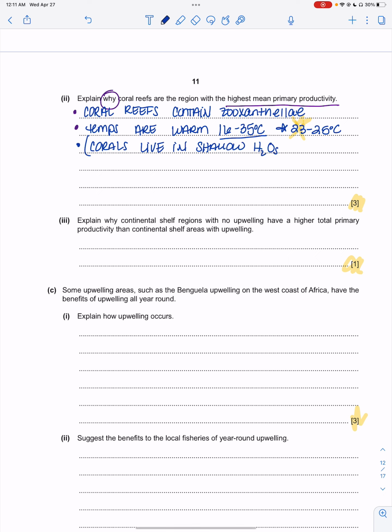They live in shallow waters, or the water is shallow. So all of these things are setting up a really nice situation for maximum light penetration and photosynthesis. The water is clear, it's not turbid, or even has low levels of sediment.